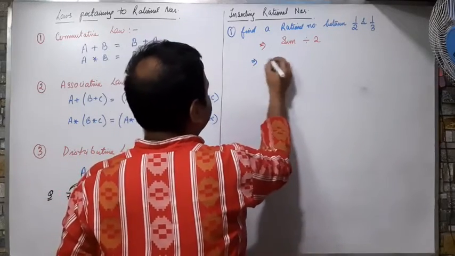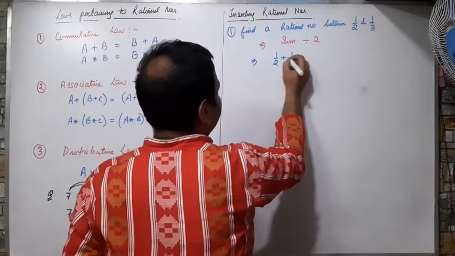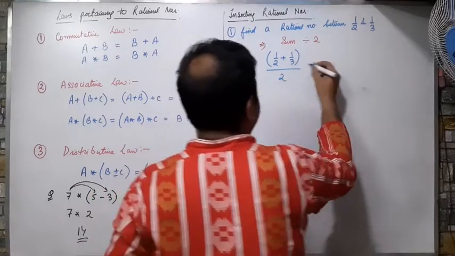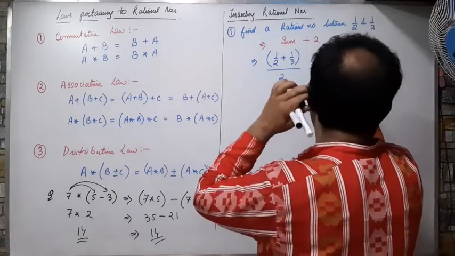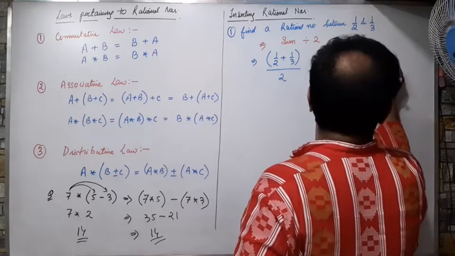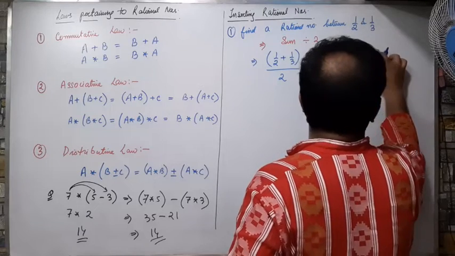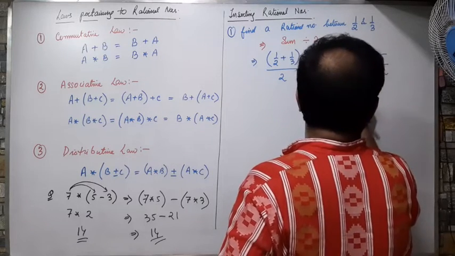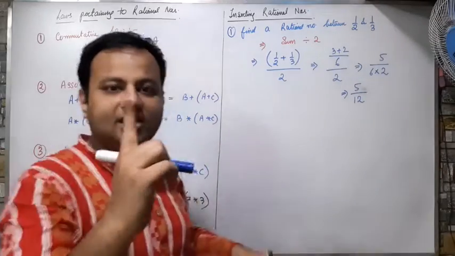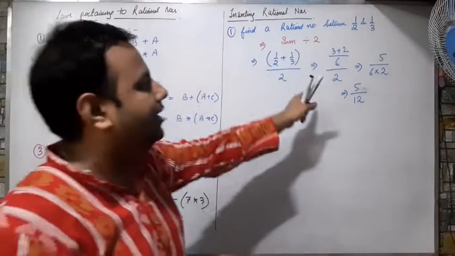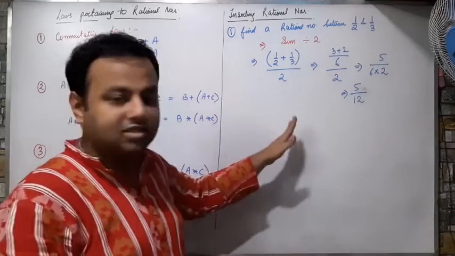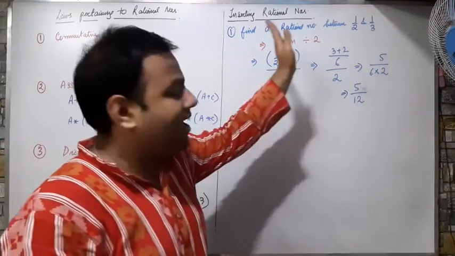The result will be (1 by 2 plus 1 by 3) divided by 2. Here the LCM is 6. I will be getting (3 plus 2) by 6, divided by 2. The answer is 5 by 6 into 2, that is 5 by 12. So this is my one rational number that is falling between 1 by 2 and 1 by 3. So the process of calculating one rational number is just adding and then dividing by 2.